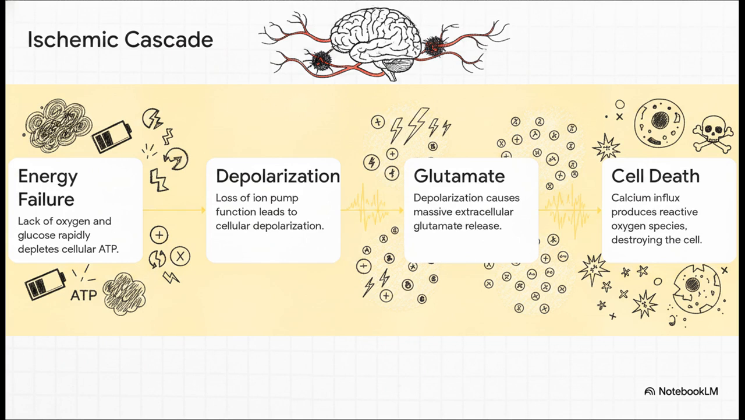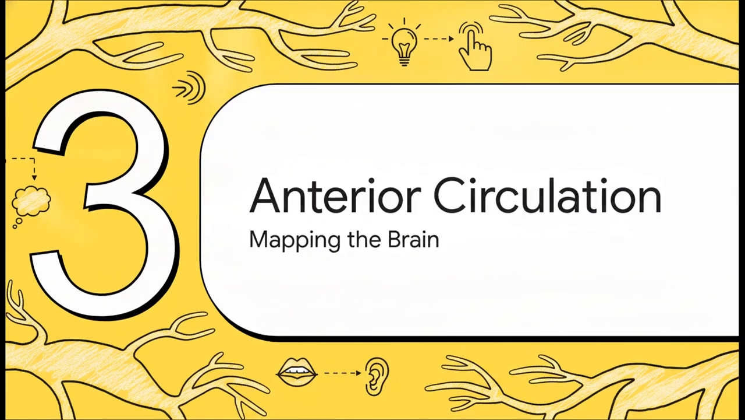of glutamate into the extracellular space. This sustained glutamate release acts like a floodgate, causing a huge influx of calcium into the neurons, which produces reactive oxygen species that literally destroy the cell within minutes. It's incredibly fast and it's catastrophic. Which brings us to Section 3, mapping anterior circulation.